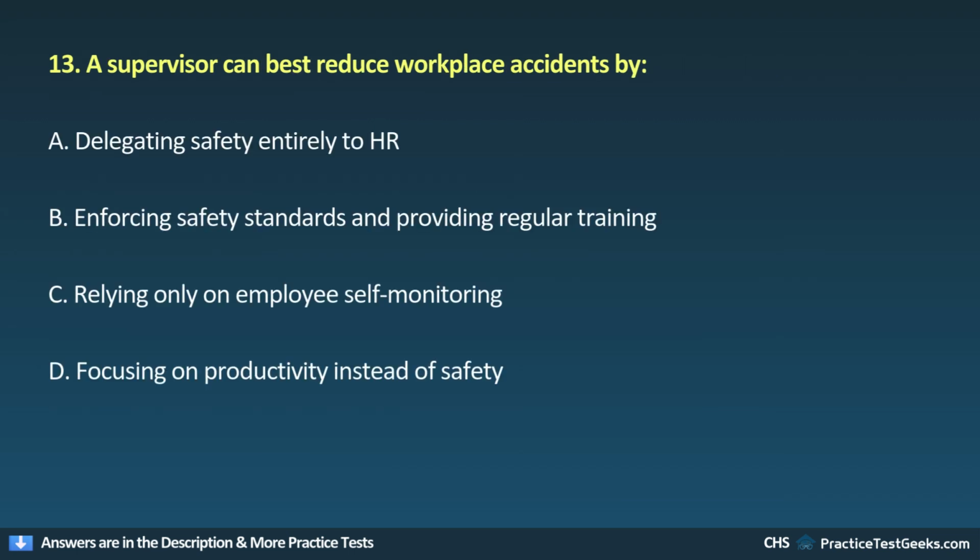13. A supervisor can best reduce workplace accidents by A. Delegating safety entirely to HR. B. Enforcing safety standards and providing regular training. C. Relying only on employee self-monitoring. D. Focusing on productivity instead of safety.